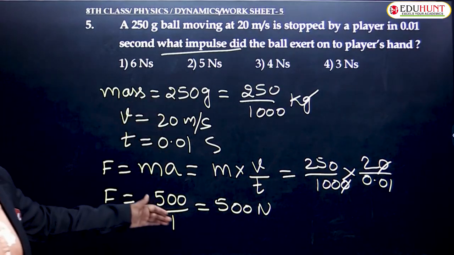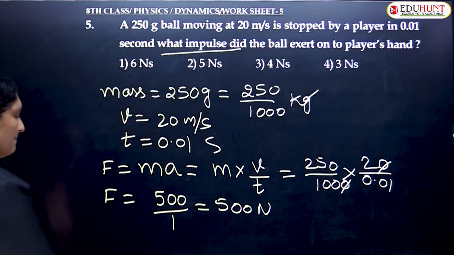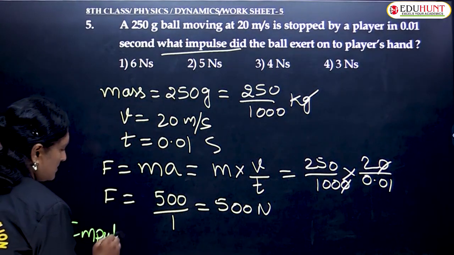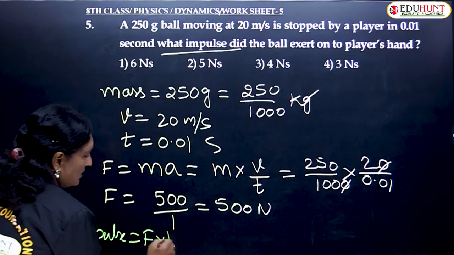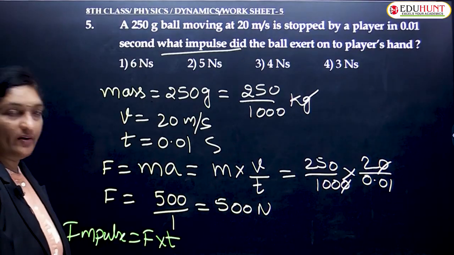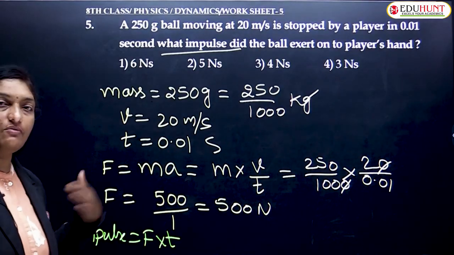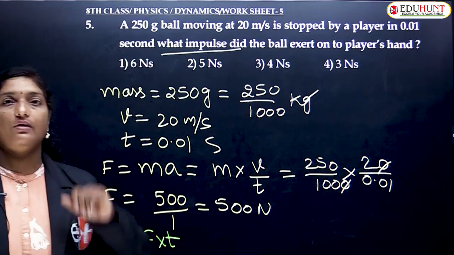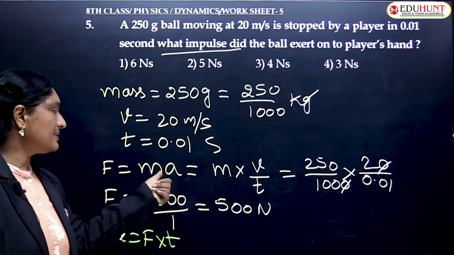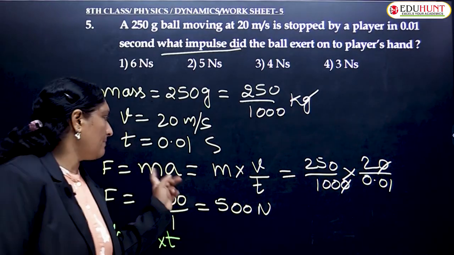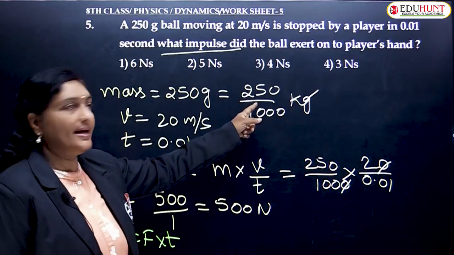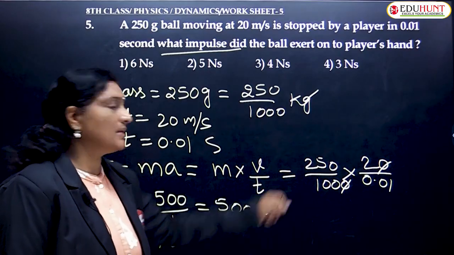I hope the concept is clear, children. The formula for impulse is impulse equals force into time. Time is already given but force is not given. So initially I tried to find the value of force. The formula for force from Newton's second law is F equals ma. Acceleration is velocity by time, so m into v by t. What is the value of m given? 250 grams. In kgs it is written as 250 by 1000 kg.